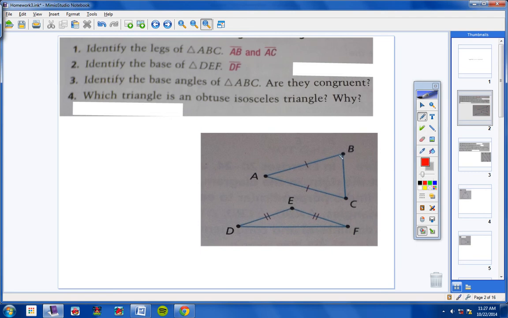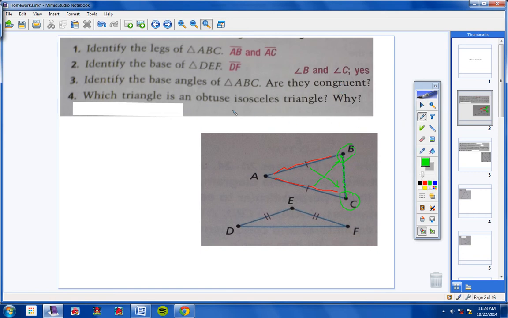Identify the base angles. Okay. We already said that in triangle ABC, this is your leg and this is your leg here, so this must be your base right here. So if that's your base right there, then B would be a base angle and C would be a base angle. So your base angles are angles B and C, and are they congruent? Yes, of course, because remember, in a triangle, when two sides are congruent, their opposite angles are also congruent. Okay? So, yes, they're congruent, angles B and C.